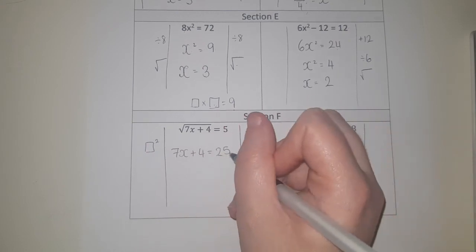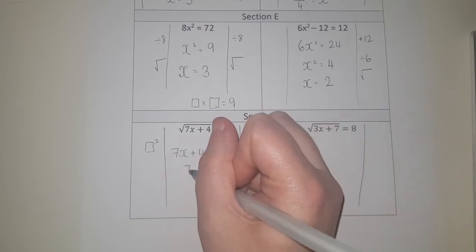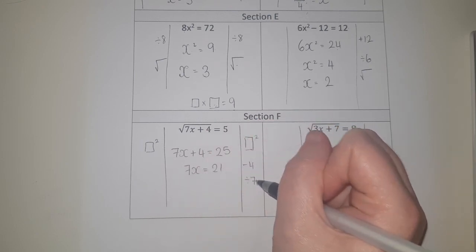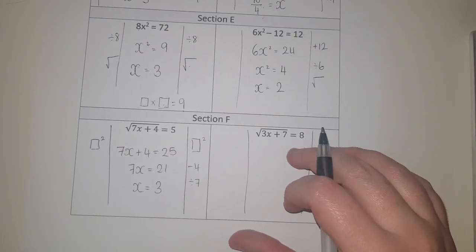I can then do everything the same as we've done at the beginning of a question. To get rid of plus 4, we minus 4. 7x equals 21. To get rid of the 7, we divide by 7. x equals 3.